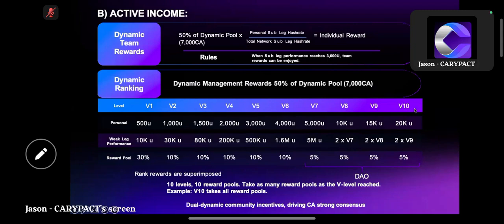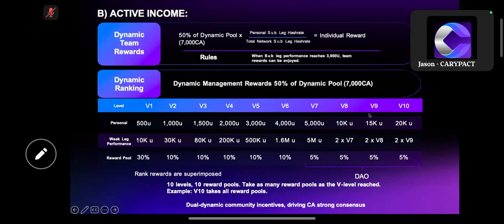If, let's say, now we have about 200 people in V7 to V10, so 1,200 will be divided by 200. That means each of you will be getting 6 CA per day. So that's how the calculation works.